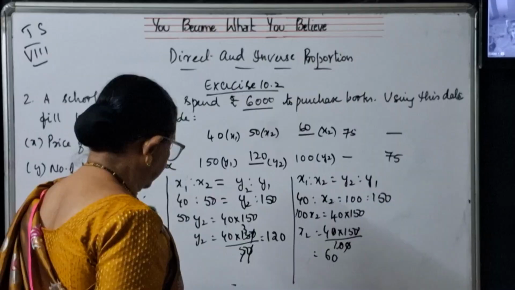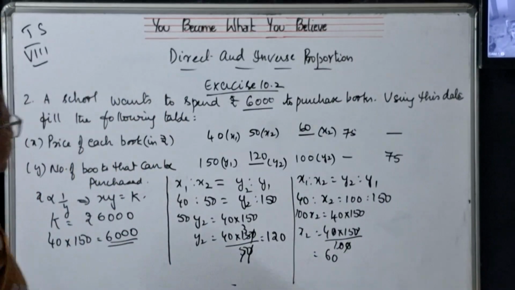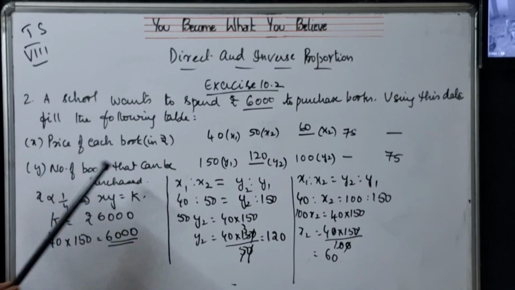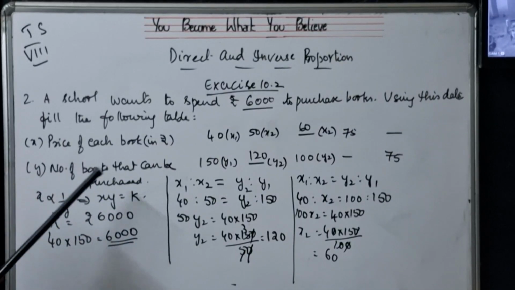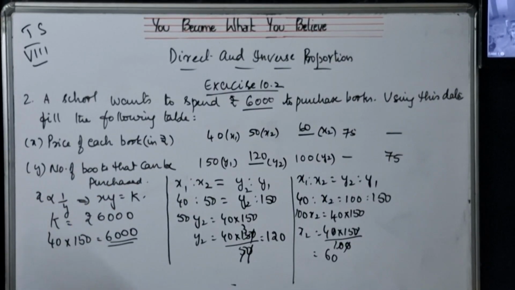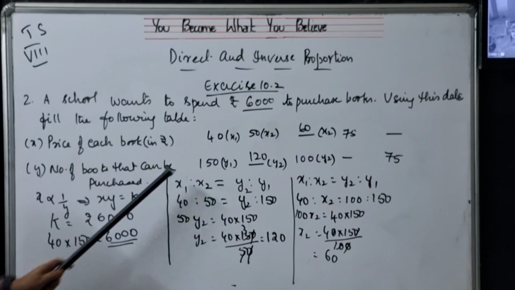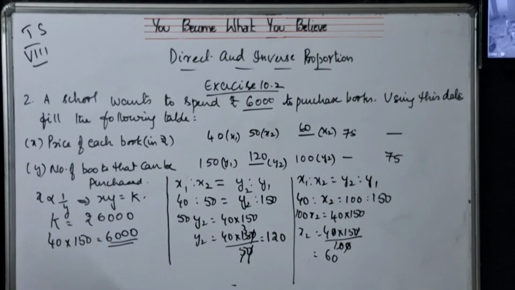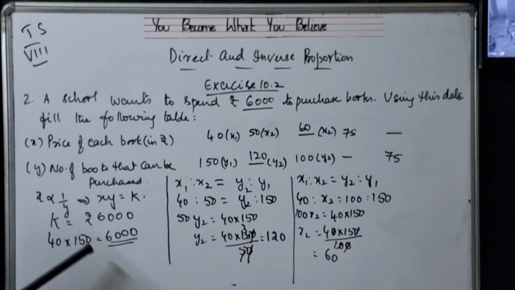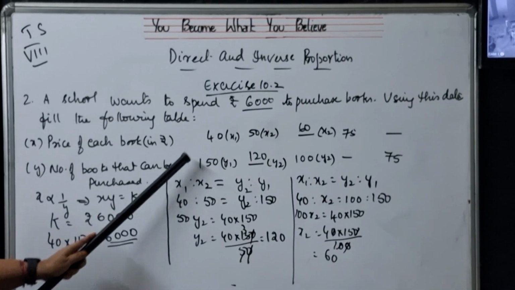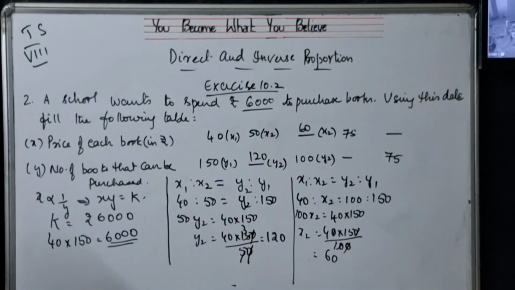Please note it down, children. Then I'll do the next two. So here you see, children, price of book and number of books will be inversely proportional. And the total amount should be 6,000 rupees. That means x into y should be constant. So x is inversely proportional to y means 40 into 150 should be equal to 6,000. Of course, you are getting that.